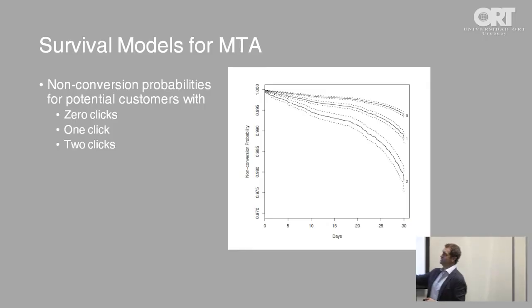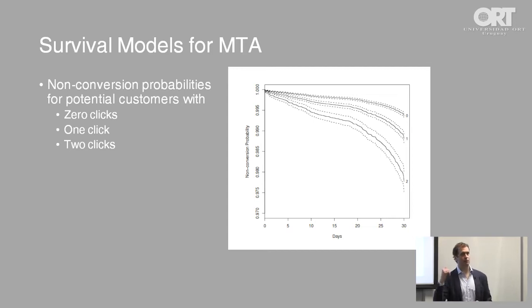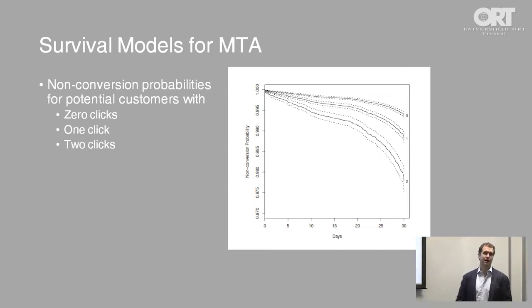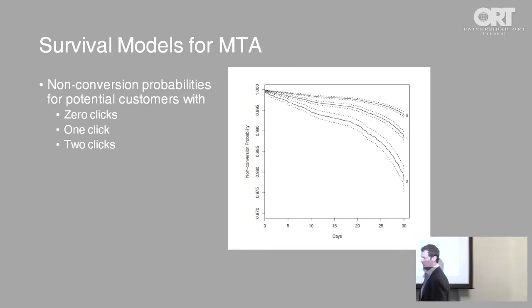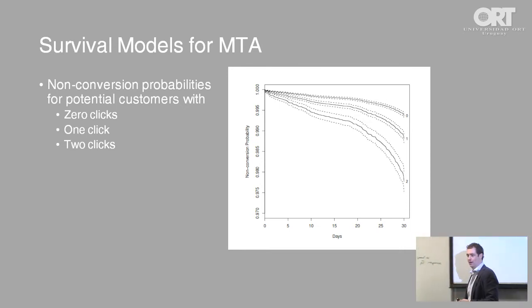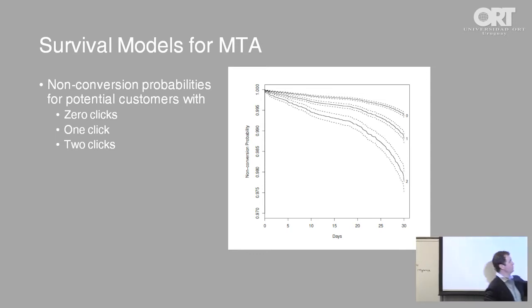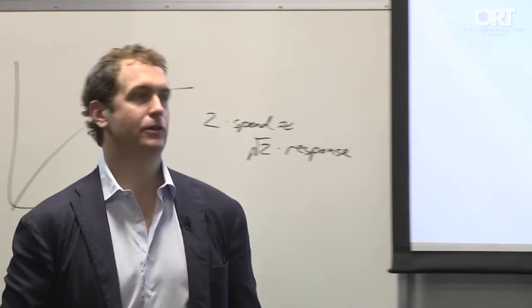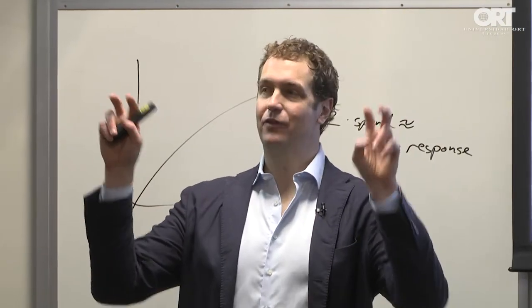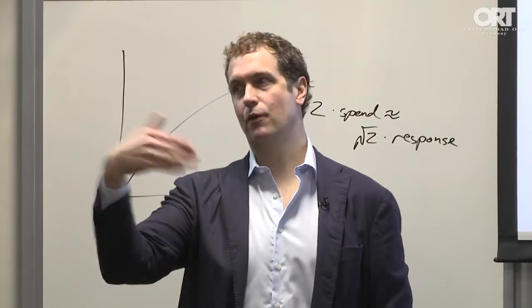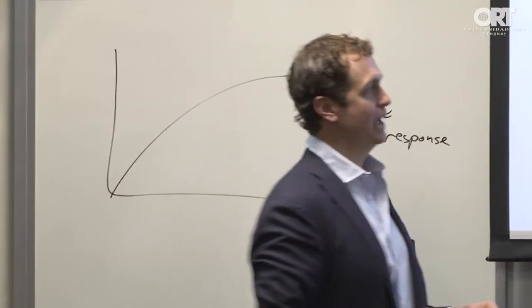So this is sort of what you might see coming out of a survival model. And what's depicted here, this is a chart from my dissertation, but what you see here are what we call sort of non-conversion probabilities. So we are looking at drop-off as people have more clicks. So if you have 0 clicks, then over time, there is a little bit of probability that you will convert, but mostly you won't. If you have 2 clicks, there's a much higher probability that you will convert. And so the idea is, let's look at the sort of survival event as somebody purchasing, and let's see how different marketing touch points change that probability.